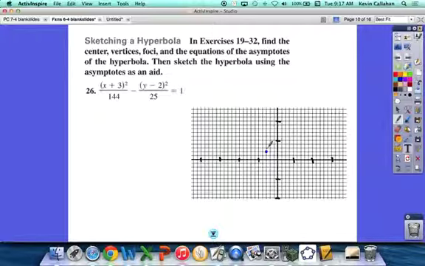So that's telling us to go how far to the left and to the right. 12 to the left, 12 to the right. Going from -3, 12 to the left should be -15. Right, 12 to the right will be 9. About right there.